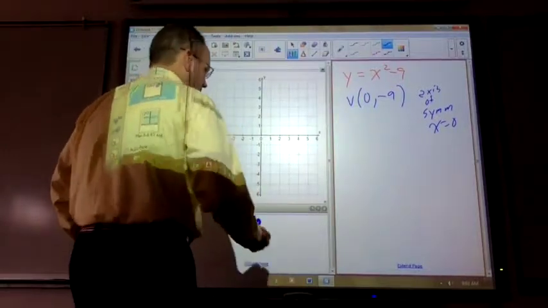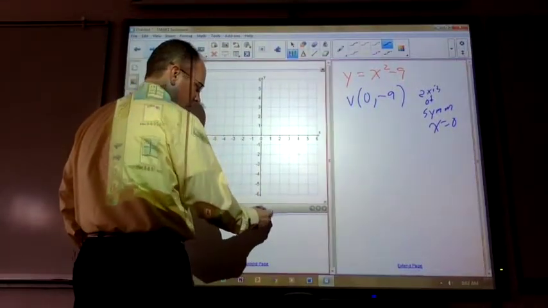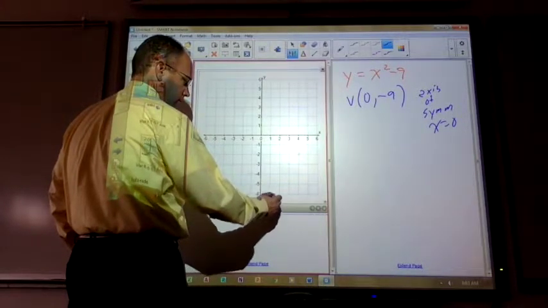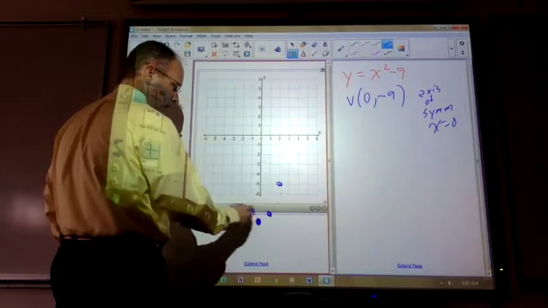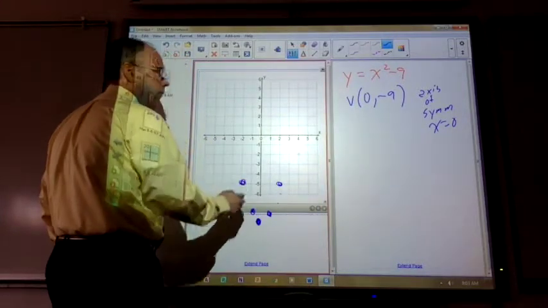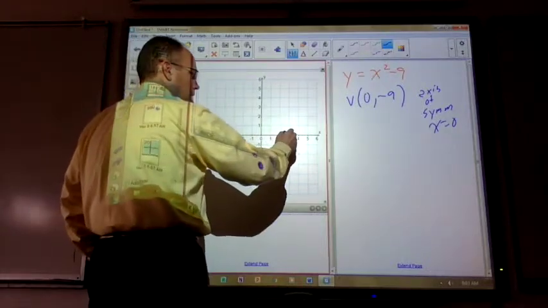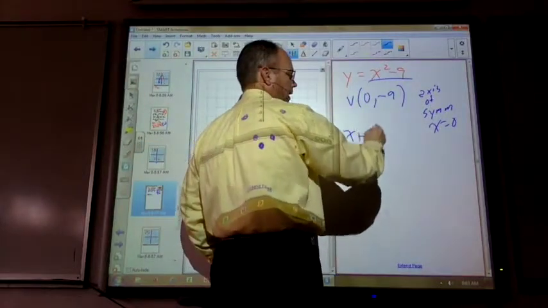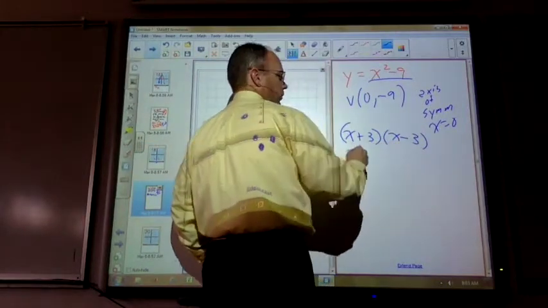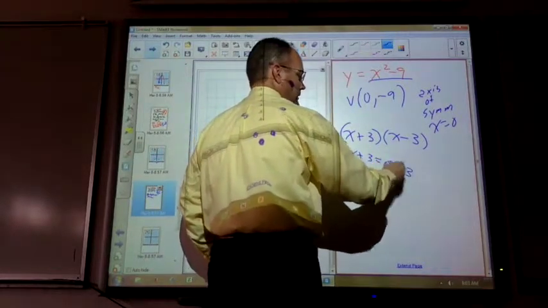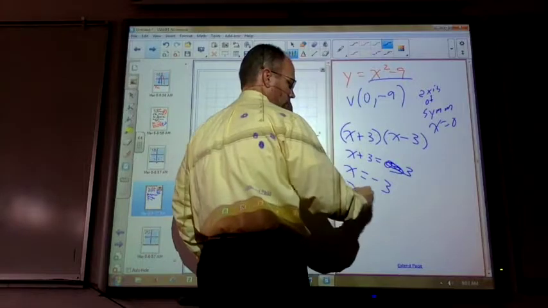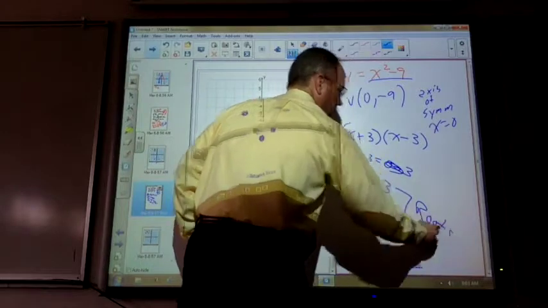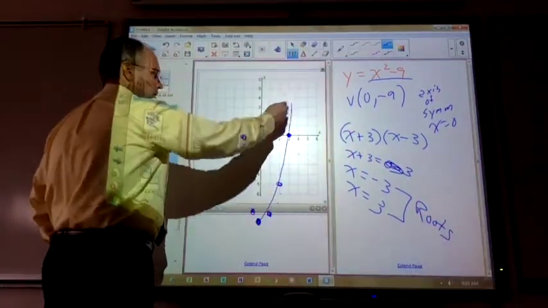We should be able to pattern graph off of this. So I'm going to go right 1, up 1, left 1, up 1, right 1, up 3, left 1, up 3. Okay. And it will actually cross here and here. The reason I know that is this is the difference of 2 squares, so you can go x plus 3, x minus 3 if you factored it out. Set both of those equal to 0. So that gives you x equals -3 and x is equal to 3. So you have your roots, because you know where they cross the x-axis. You have enough information to graph it.